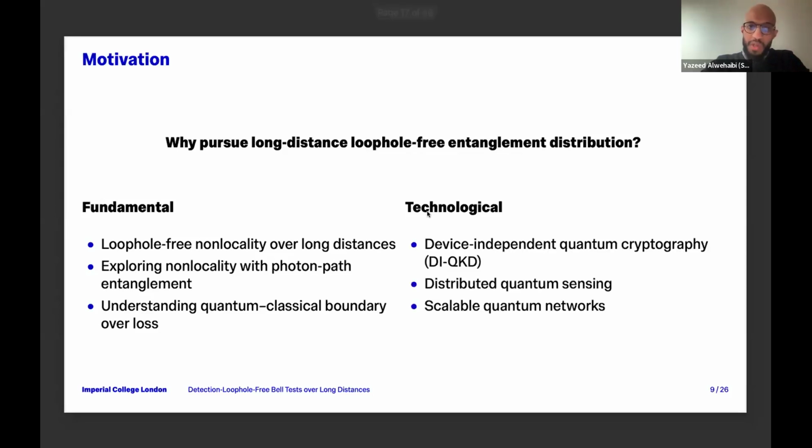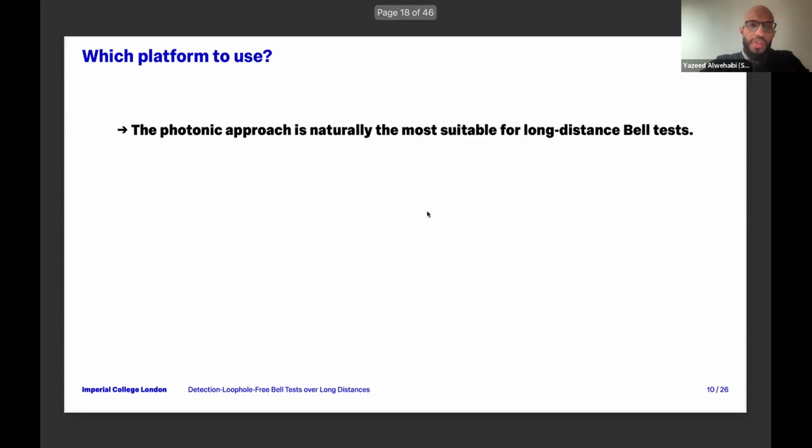And there are, of course, technological reasons like device-independent quantum key distribution. You need a loophole-free Bell test to get a secure key that is device-independent. And also we want to explore distributed quantum sensing and scalable quantum networks. So basically, it's very clear that the photonic approach is naturally the most suitable for a long-distance Bell test.